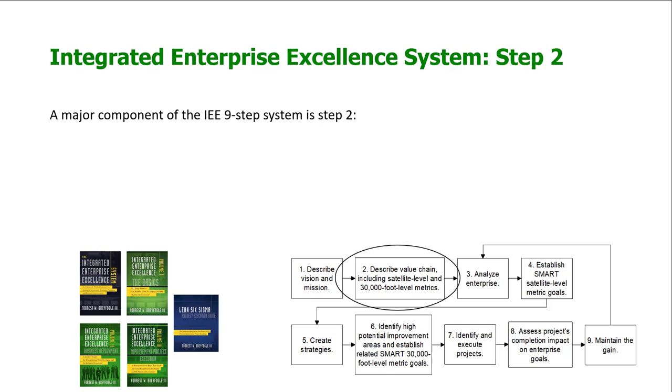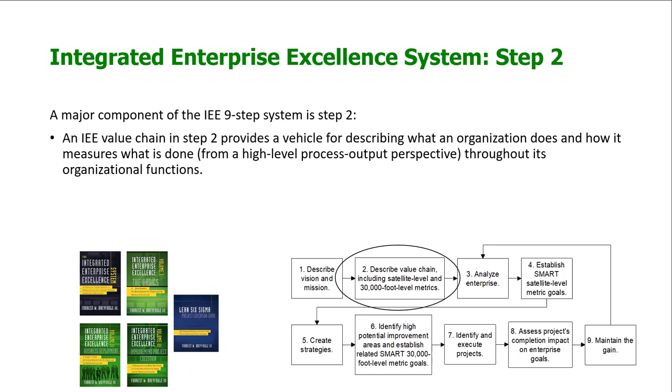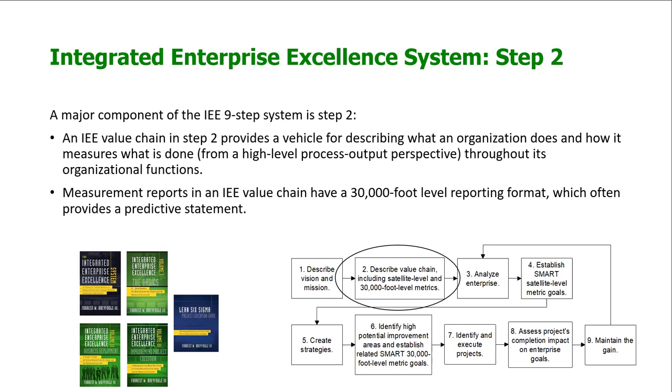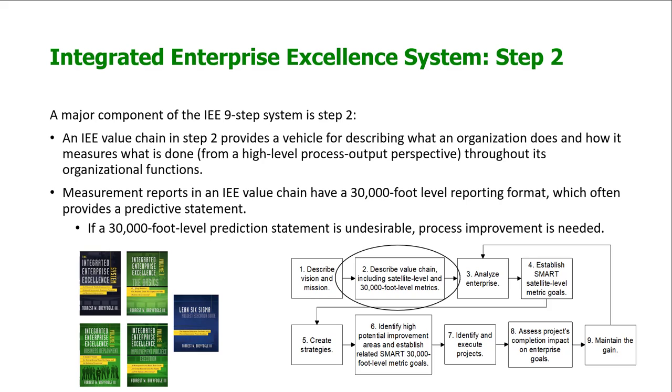A major component of the IEE 9-step system is Step 2. An IEE value chain in Step 2 provides a vehicle for describing what an organization does and how it measures what it's done. And now this is from a high-level process output perspective. Now this can be done throughout its organizational functions. Measurement reports in an IEE value chain have 30,000-foot level reporting format, which often provides a predictive statement. If a 30,000-foot level prediction statement is undesirable, process improvement is needed.